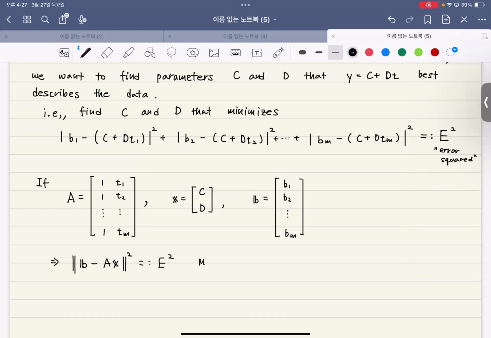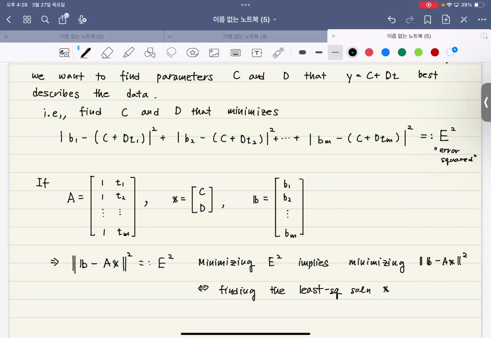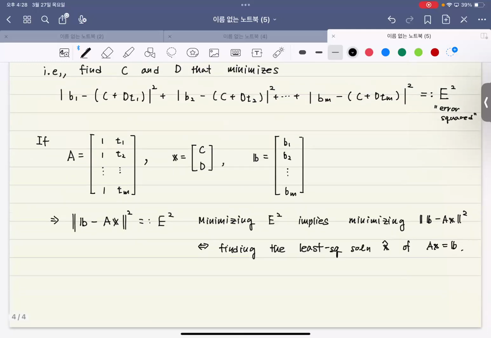So minimizing E square implies minimizing the length of B minus AX square, which is the same as finding the least square solution X hat of the overdetermined system AX equals B. Okay, so everything turns out to be just the least square solution.